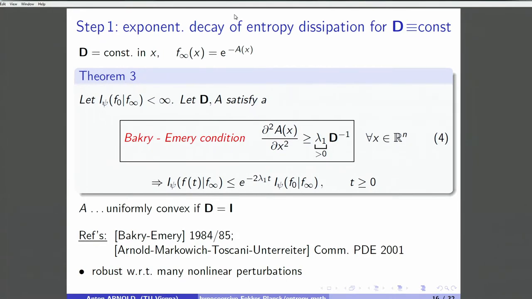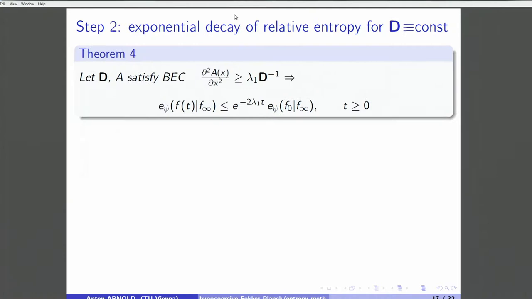Under this convexity assumption, one can prove that the entropy dissipation, denoted here by capital I, decays exponentially, where the rate lambda 1 is related to this constant that appears there. I should mention that this approach goes back to Bakry and Emery, coming from probability theory, and in this work with Markowich, Toscani, Unterreiter, it was reformulated in a more PDE language. Such approaches have become very popular in the last 15, 20 years because they are very robust towards nonlinear perturbations or nonlinear modifications.